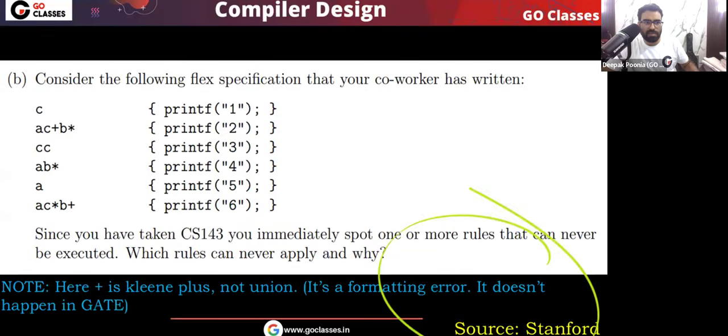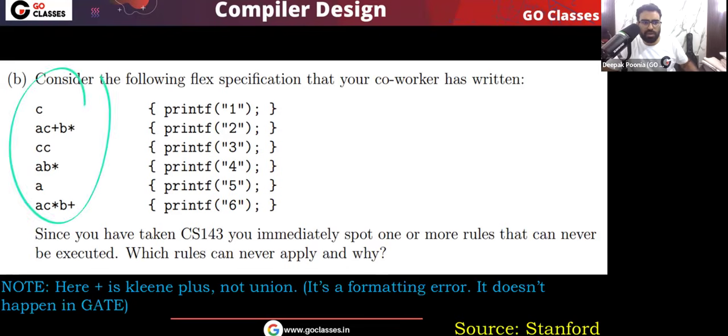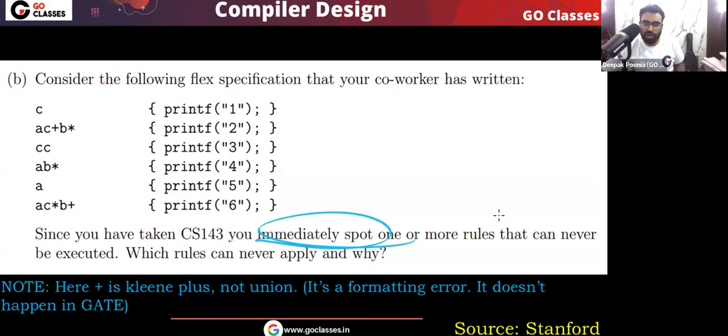Let's solve the next question from Stanford University. Consider the following flex specification, basically the specification of a lexical analyzer that your coworker has written. So basically there are six token classes, token 1, token 2, token 6, and so on. You can see these are the corresponding or associated regular expressions. Since you have taken CS 143, a course at Stanford University, or since you have studied from GO Classes compiler design course, you immediately spot one or more rules that can never be executed.